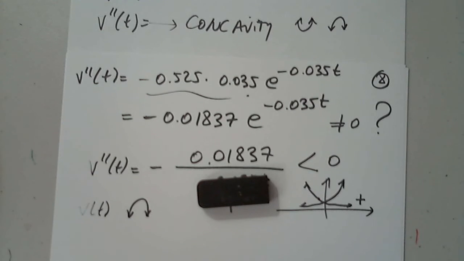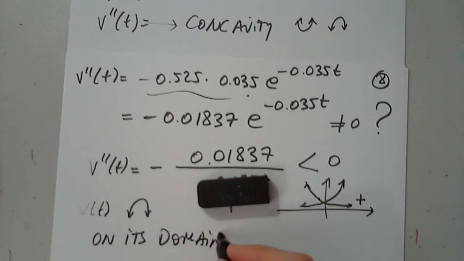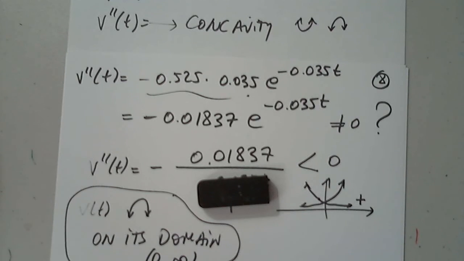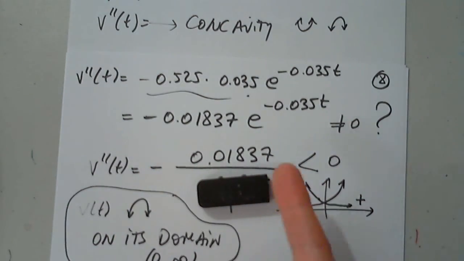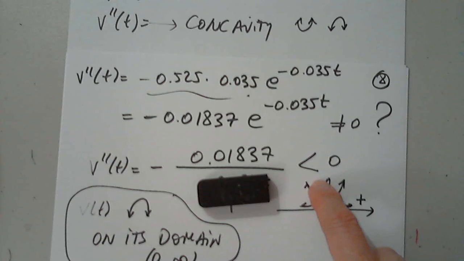So the answer for "list any intervals where the graph of v is concave up or down" is very clear. It's always concave down. So the interval, and I'm going to write this, concave down on its domain forever, on 0 to infinity. Always concave down, because the second derivative has a positive in the denominator, and this number is negative. If this number were positive, I would have said positive, but it's a negative number. So the negative of a positive will always be negative.